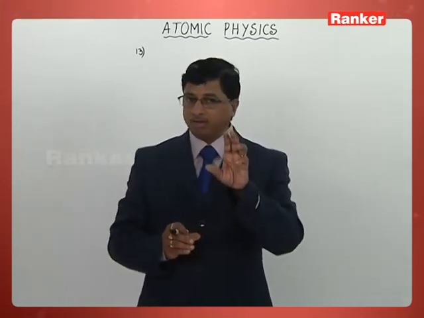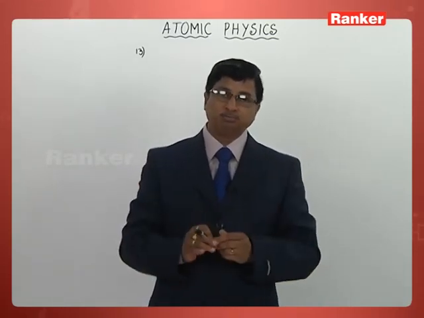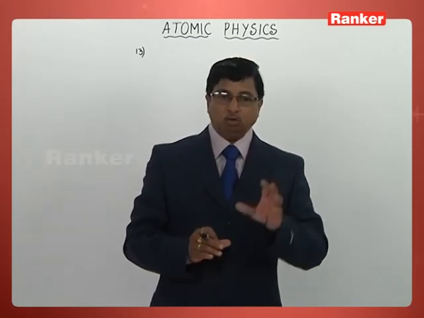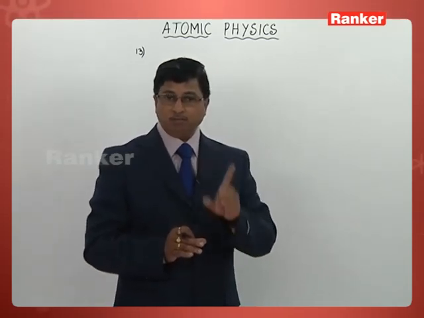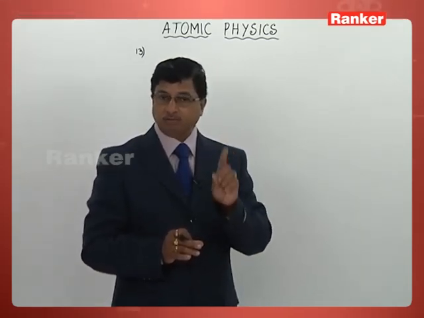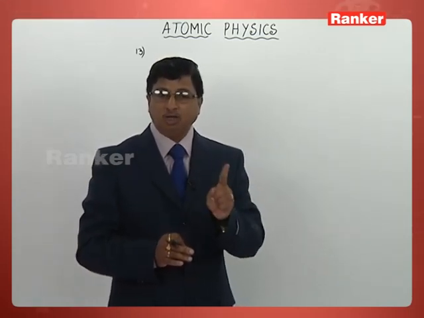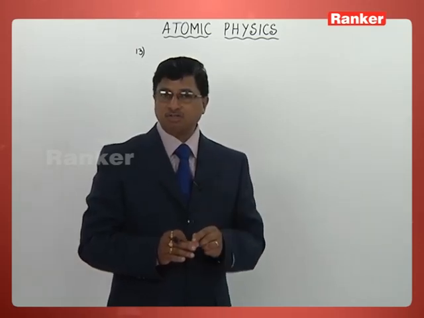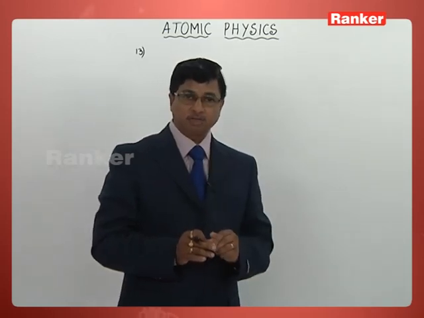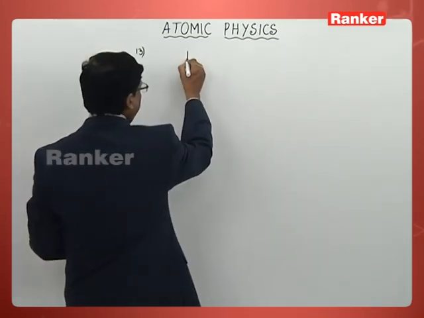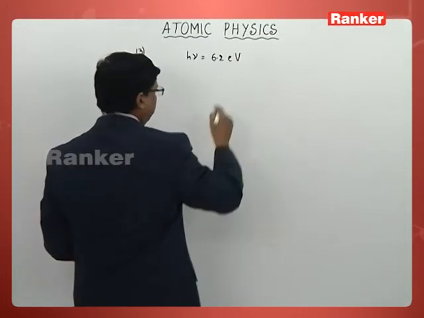So now you have to decide into which region the incident radiation falls. That's the concept. Now look at the values provided in the problem. The threshold wavelength for a metallic surface corresponds to an energy of 6.2 electron volt, and the stopping potential for a radiation incident on this surface is 5 volt. So you can understand straight away that h nu is now going to be 6.2 electron volt, as he gave.